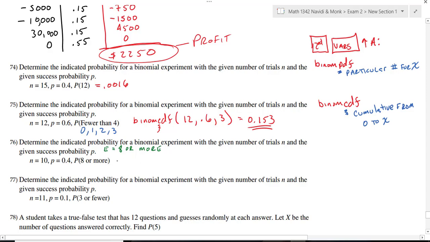On number 76, we're asked to find the probability of 8 or more out of 10 trials. What would be the complement of the event? The complement of 8 or more is 7 or less, isn't it? So that would be everything from 0 to 7. Well, guess what? That's my binomial CDF. So I can use the complement. The probability of my event is going to be 1 minus the probability of the complement of my event. The complement of my event, to get that probability, I would do the binomial CDF, where n is 10, p is 0.4, and x is 7.